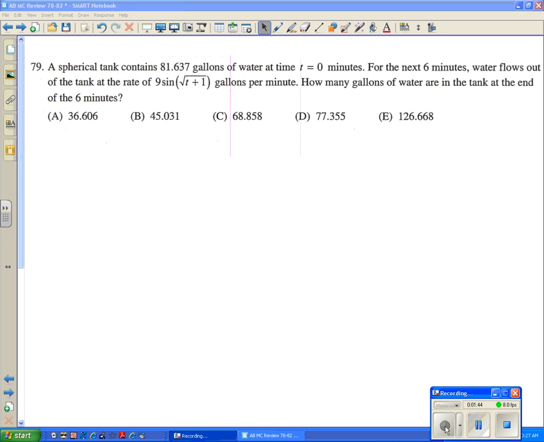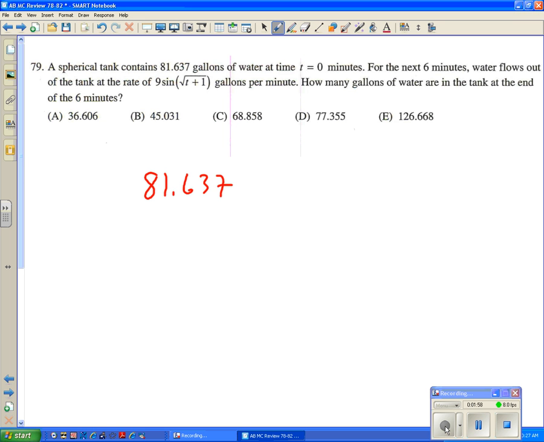No calculator in that last one, but clearly a need for one in this one. We've got water flowing out of a tank. At time zero, the tank holds 81.637 gallons, and we know the rate at which water's flowing out. That rate is this one. We want to know how much flows out in the first 6 minutes between 0 and 6, and we want to subtract that away from what we started with.